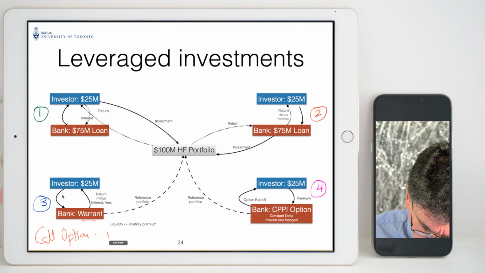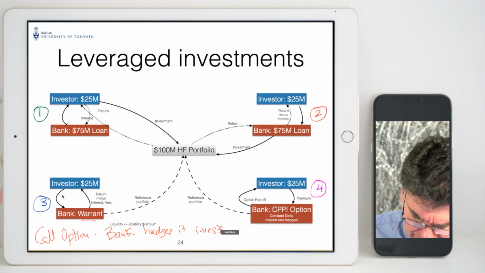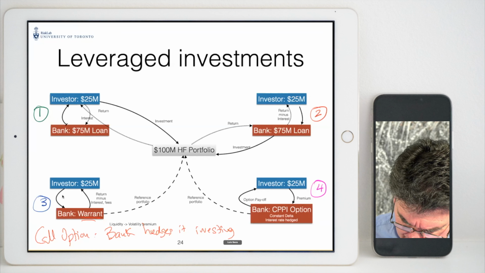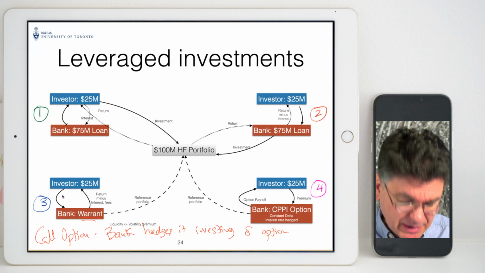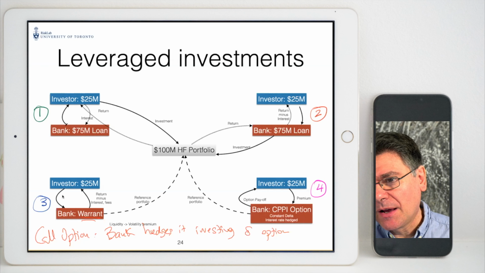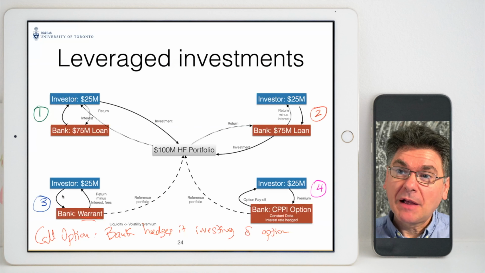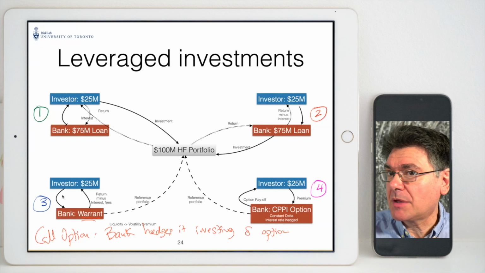The bank hedges it, investing dynamically the delta of the option. And the delta is not 100%. Typically the delta, something like this, will be about 70, 80%. That means the bank will charge you interest on 75,000 or 75 million.